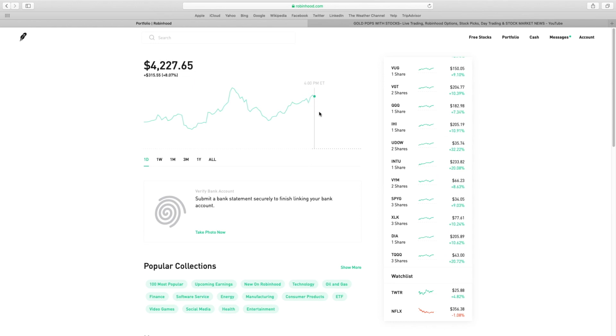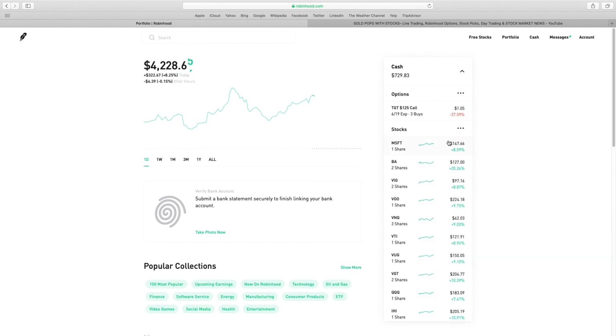So today I deposited $1,000 into my account, and I wanted to let you guys know that I have invested $250 of the $1,000 that I put into my account. The rest is in cash. You can see I have $729 in cash, and I'm going to dollar cost average into the market. So I've covered this in my second video. Go check that out if you want to learn about dollar cost averaging.